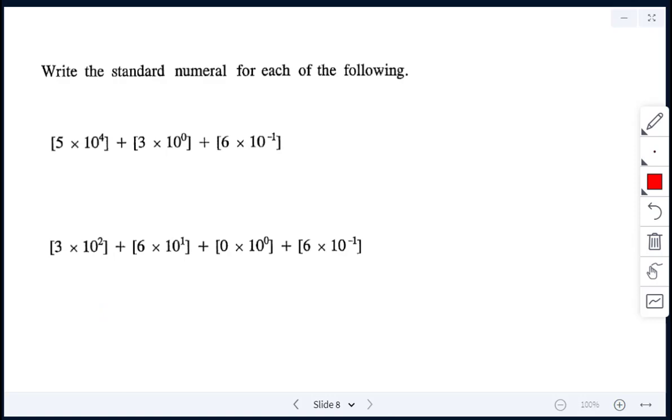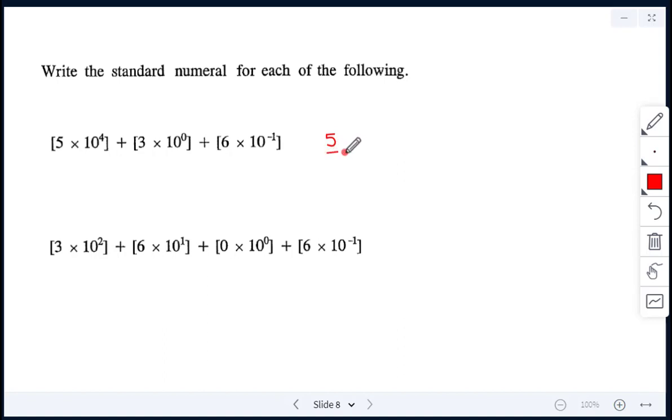All right, so lastly, we're given an expanded form and we have to put it into the standard form, or just the standard numeral for each of the following. All right, so these ones we are writing the standard numeral. So we have 5 times 10 to the power of 4. That's in our 10,000s place. All right, and then we have 3 times 10 to the power of 0. That's going to be in our ones position.